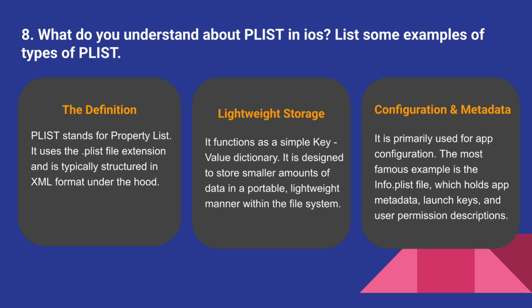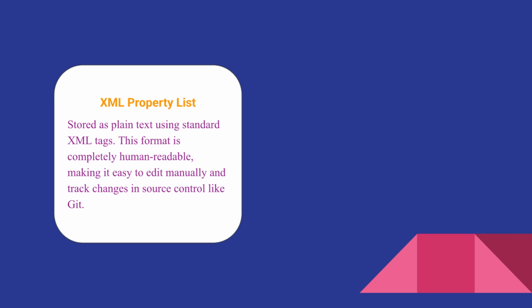When it comes to how these files are formatted, iOS categorizes them into two main types. First, on the left we have the XML property list. This type stores data as plain text using standard XML tags.